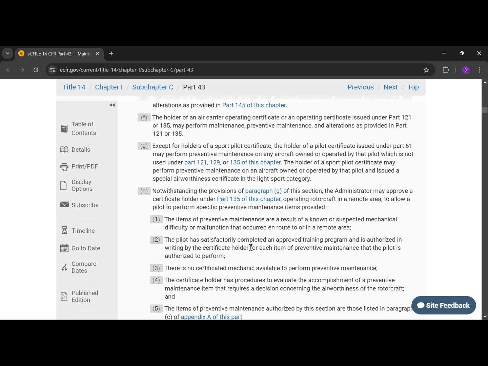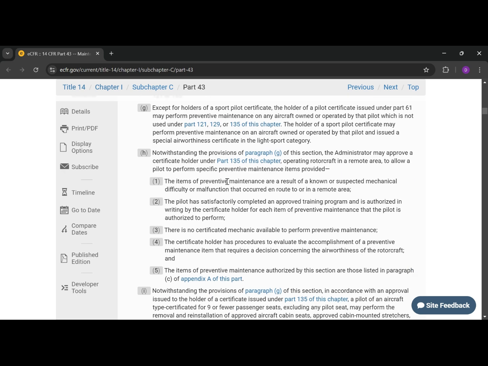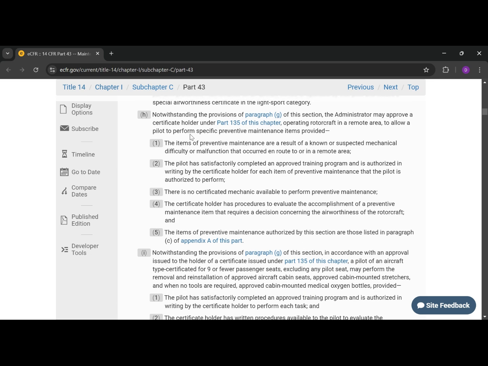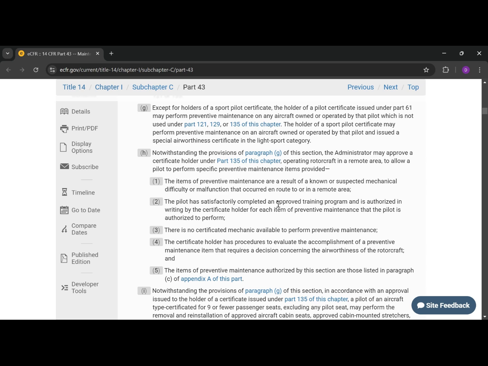So this is saying if you're in a remote area and something goes wrong with your aircraft and you have to perform preventative maintenance as a pilot, these things have to be done. So it's also saying if there's no certificated mechanic, you have the right to conduct that preventative maintenance.